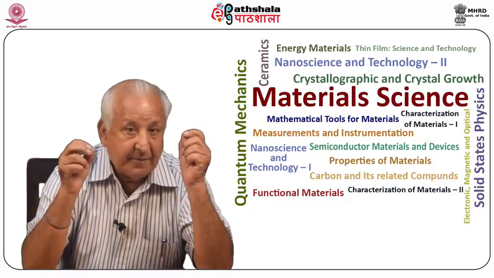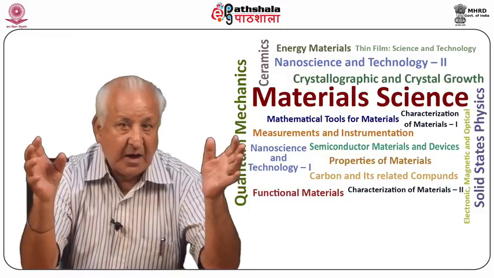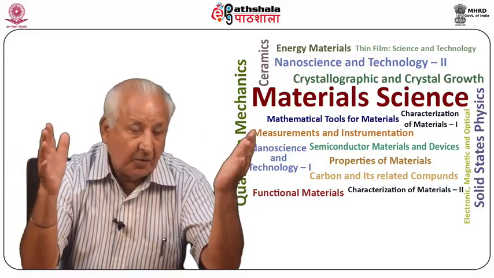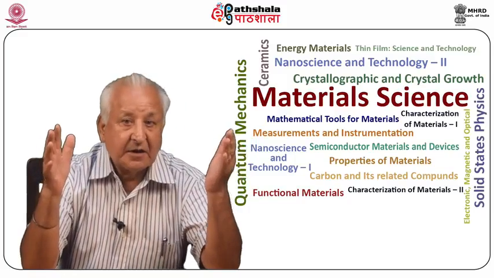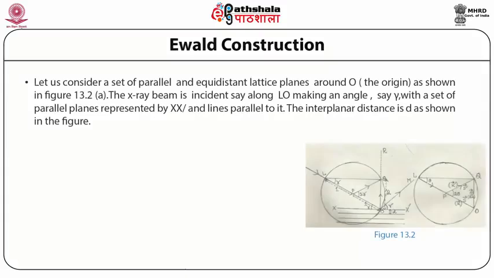This law can be expressed in the reciprocal lattice as well, which is of great significance so far as crystallography is concerned. Let us consider a set of parallel and equidistant lattice planes around O, which is the origin, as shown in figure 13.2a. The X-ray beam is incident, say along LO, making an angle, say gamma, with a set of parallel planes represented by XX prime and lines parallel to it. The interplanar distance is d as shown in the figure.